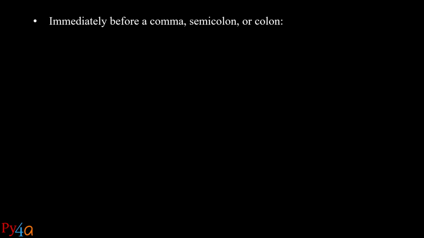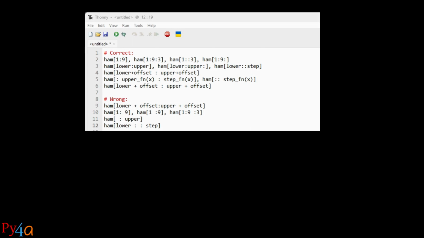Immediately before a comma, semicolon, or colon, don't put extra whitespace. Here I've shown examples from line 2 to line 6 of the right way of doing it, and from line 9 to line 12, the wrong way of doing it. Please take time to write this out, look at it critically, and see the proper way and the wrong way of doing it. When we start writing our code, we will see how we ensure that we adhere strictly to these guidelines.